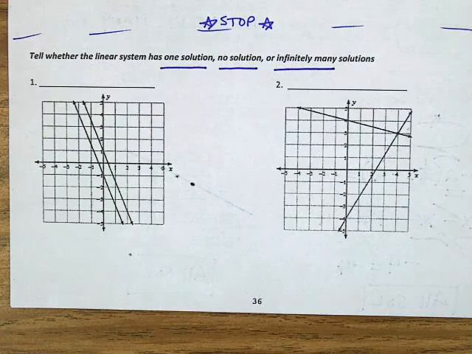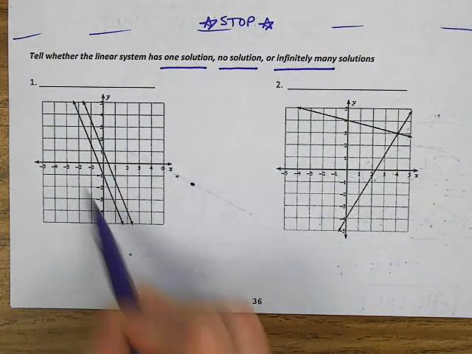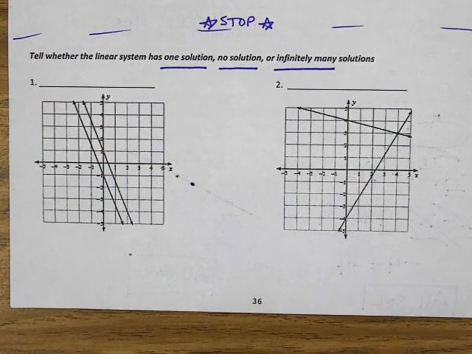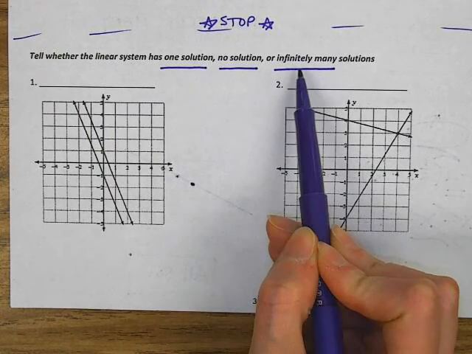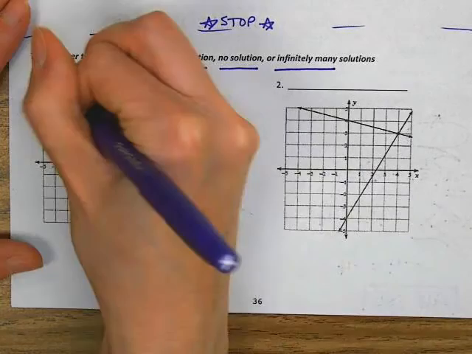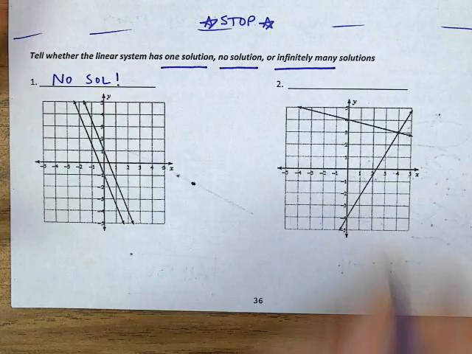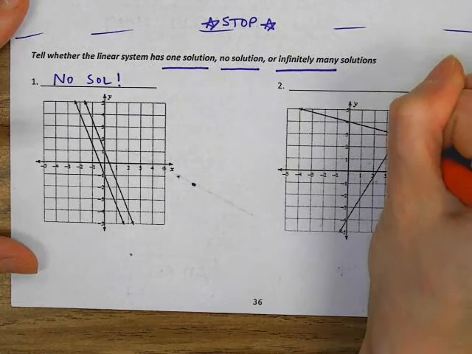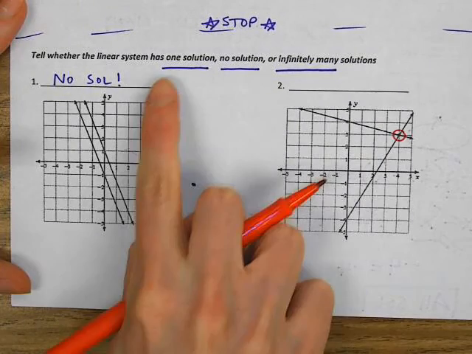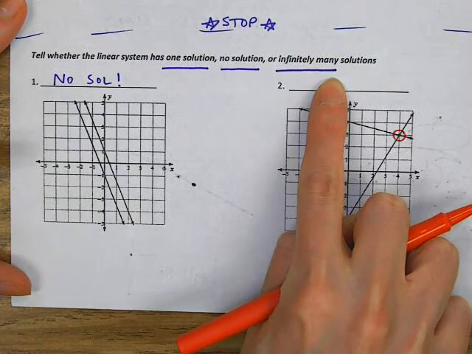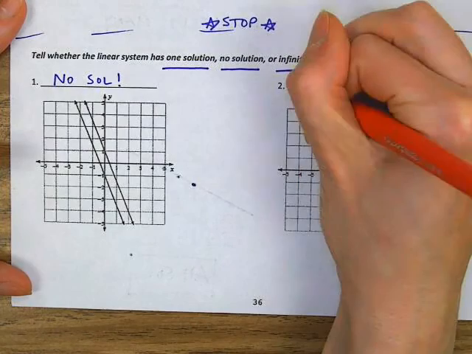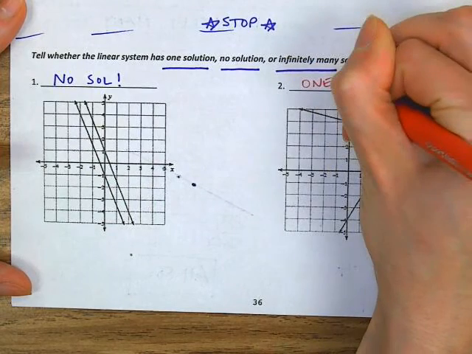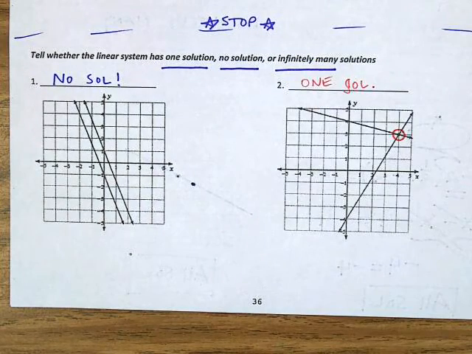Okay, so to tell by looking at a graph, it's pretty obvious. If the lines never cross, they're parallel, what would you guys say? And hopefully you're saying no solution, because if they don't cross, they're not going to have an intersection, which means they're not going to have a solution. Now, number 2, you notice that they do intersect, but only at one point. So which one do you think is right? Well, hopefully you said one solution, because the intersection point is the one solution.